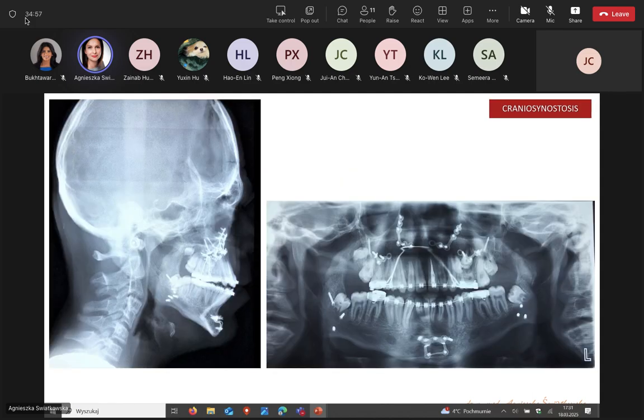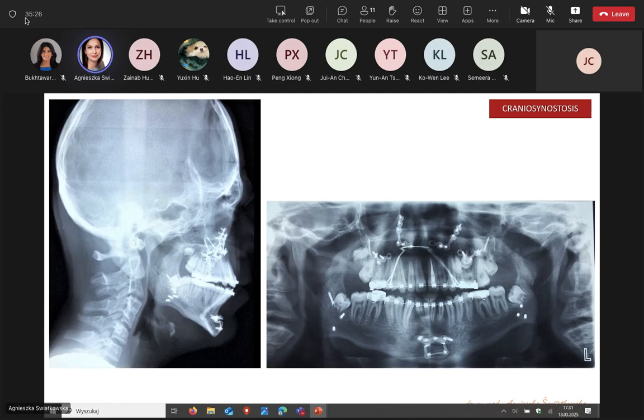But in some group of patients, the operation is impossible because the advancement of the upper jaw is bigger than 10 millimeters. So in this situation, we couldn't expect correct healing, and we can even expect necrosis. And that's why surgeons decide on this method.